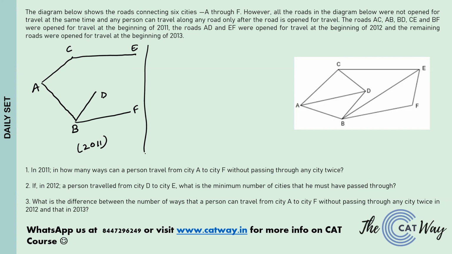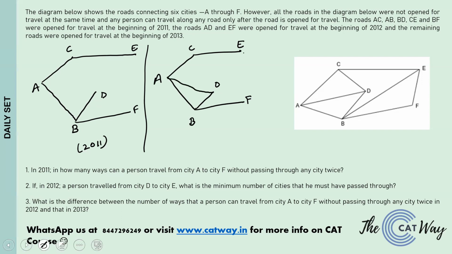Now moving ahead, the roads AD and EF were opened at the beginning of 2012. So again, the similar structure of 2011 will follow, and there will be some additions made to it. This is also F over here. Two more roads were opened at the beginning of 2012. We can see that AD was opened and EF was opened. So this is for 2012.